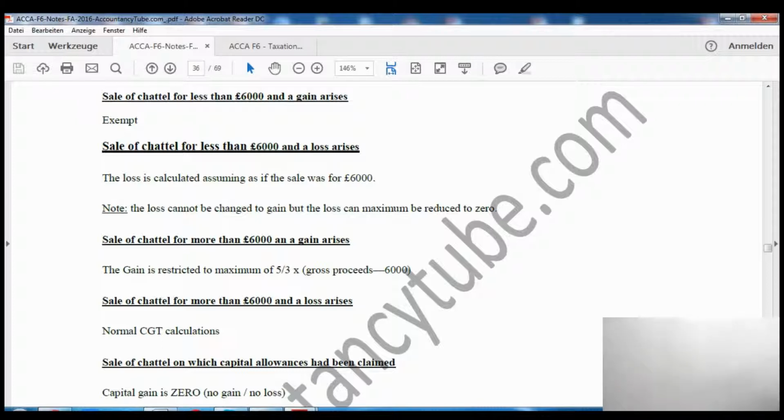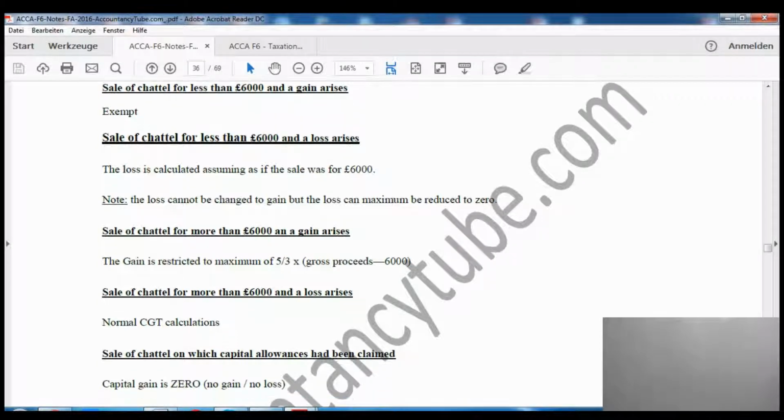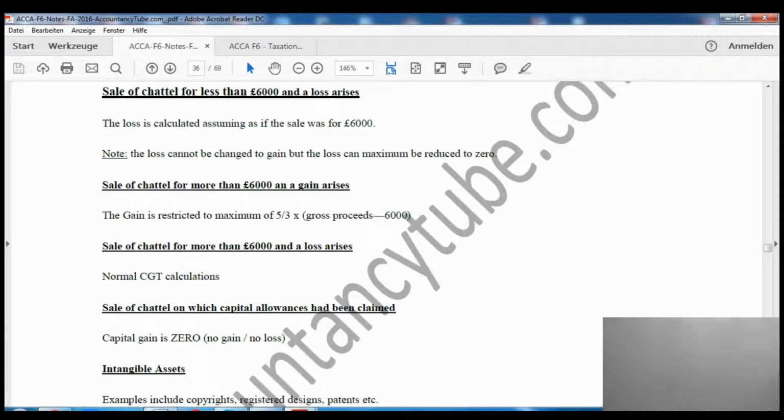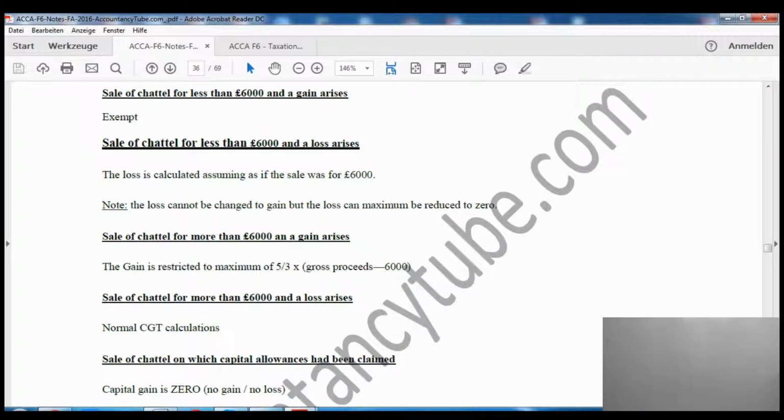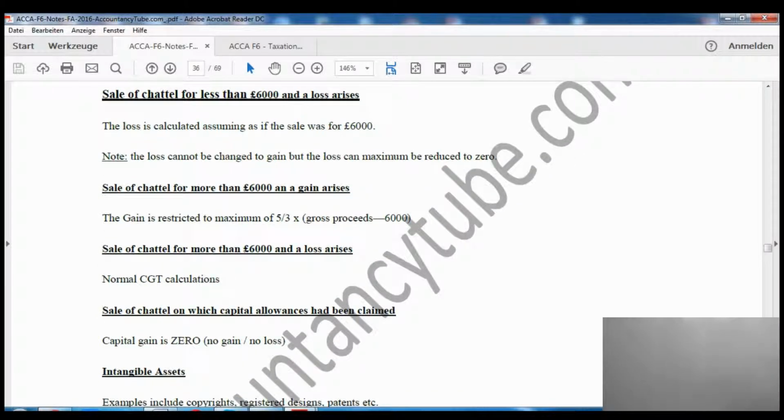Right, now after that it says a sale of chattel for less than £6,000 and a loss arises. Now say for example, if a loss arises, we have sold a chattel and we have sold it for less than £6,000. However, a loss arises. So in that case, loss is calculated assuming the sales were £6,000.